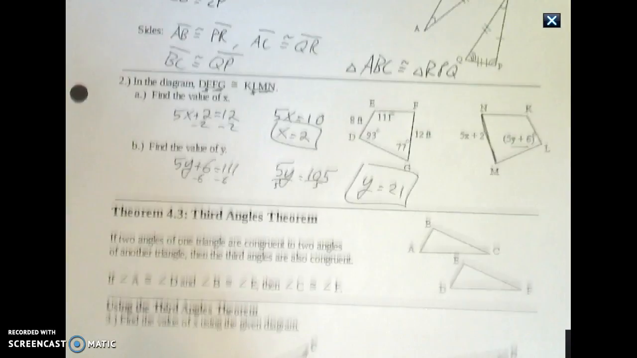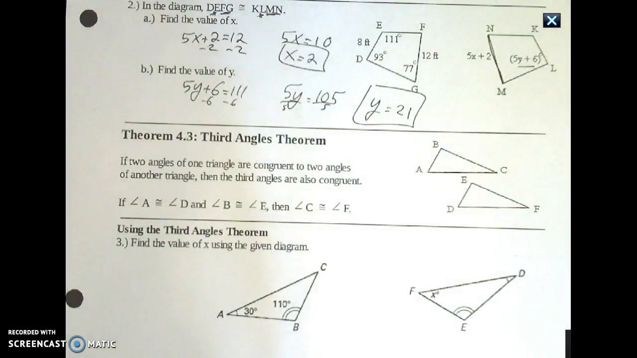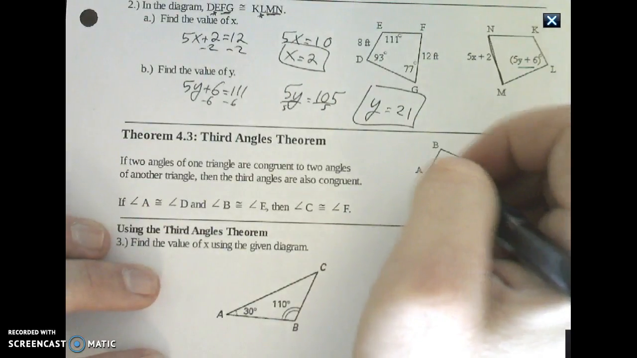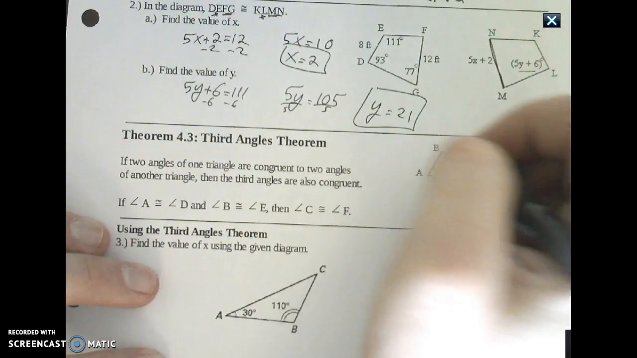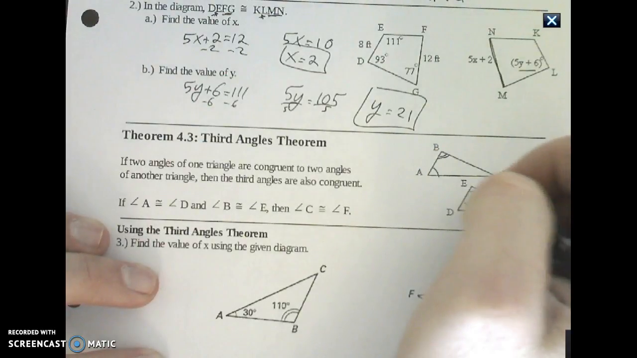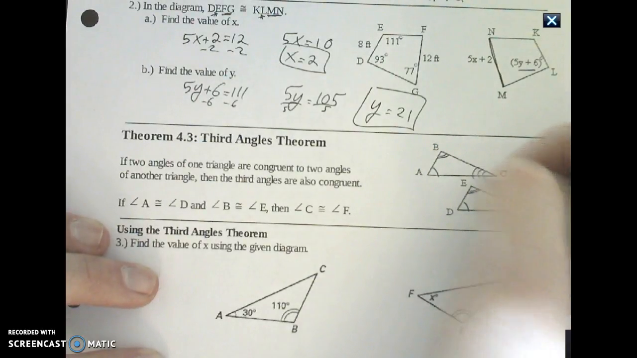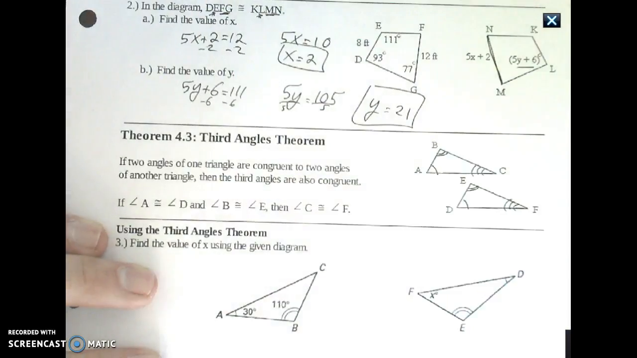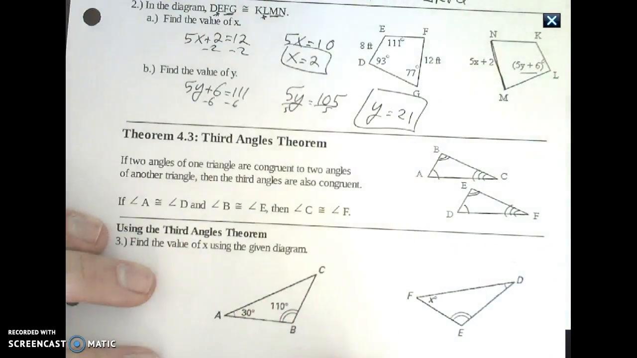Okay, so looking good. A few more theorems for us. This one's important, but it's kind of a common sense theorem. You don't really necessarily need to memorize this one. Theorem 4.3, third angles theorem. If two angles of one triangle are congruent to two angles of another triangle, then the third angles must be congruent. If A is congruent to D, B to E, then I know that C needs to be congruent to F. Just because if you think about it, the three angles add to 180, you know it'll work out.